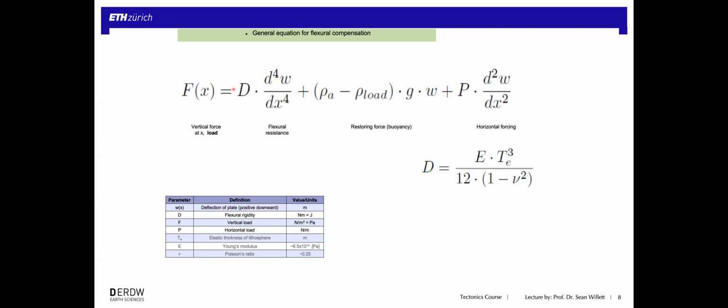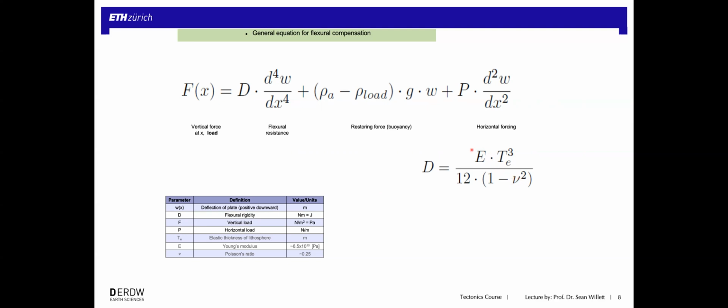The D here is the important physical property. And this is, in fact, what defines how much deflection there is for a given force. This is what's called the flexural rigidity of a plate, and that's expressed down here, D, flexural rigidity. And this D is a function of the elastic moduli. So here's Young's modulus, and the Poisson ratio is here.